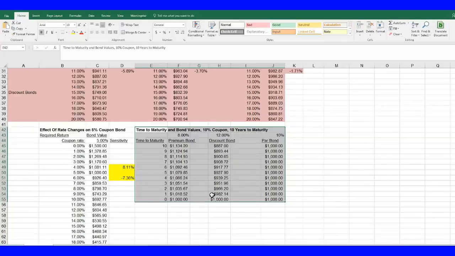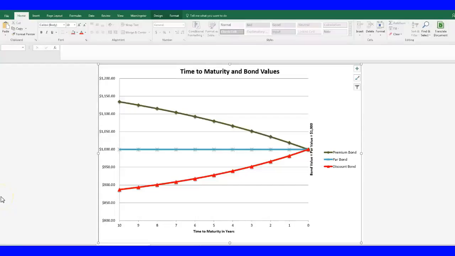We see that discount bonds over their life increase in value as they get closer and closer to maturity, while premium bonds, as they get closer and closer to maturity, see their value fall, so that at maturity they're worth exactly $1,000. We can also see graphically the effect of time to maturity on bond values. So a premium bond's value falls over time, so that at maturity it's worth exactly $1,000. And for our discount bonds, over time the value increases.